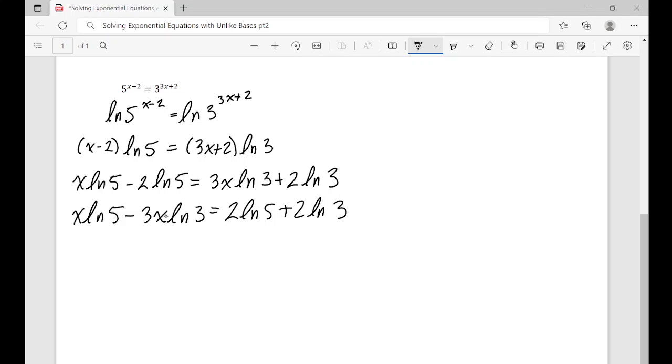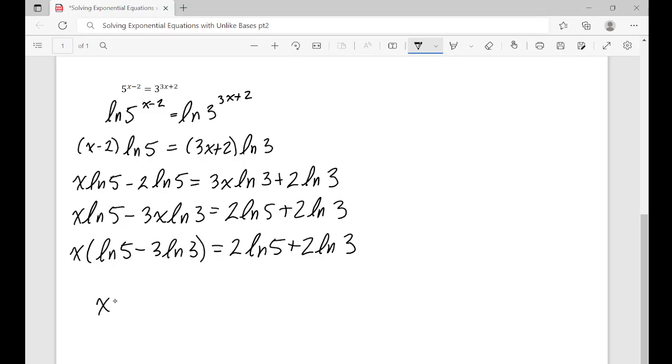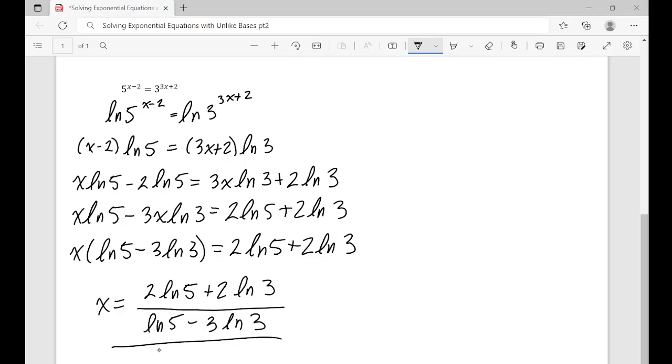Now I can factor out an x, so I can get 1x by itself. So x times ln 5 minus 3 ln 3 equals 2 ln 5 plus 2 ln 3. And now finally I can solve for x. I can divide the ln 5 minus 3 ln 3 over, and that will give me x equals 2 ln 5 plus 2 ln 3 over ln 5 minus 3 ln 3. And here will be my exact answer.